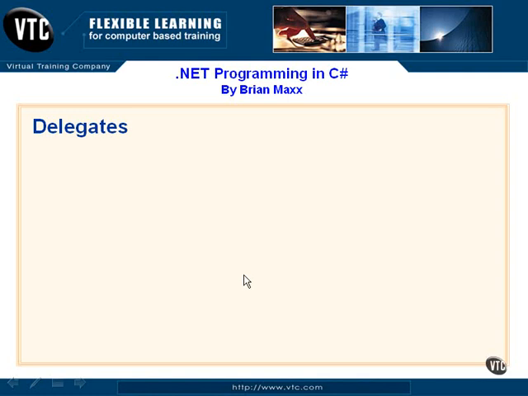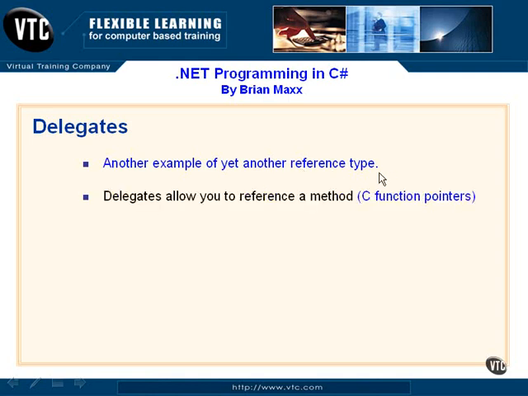Delegates. Delegates are very interesting. They allow us to work with events quite nicely. They're a nice feature of working with C# in the .NET world and other programming languages. They're another example of yet another reference type. We know about reference types. Delegates allow you to reference a method, like C function pointers or C++ function pointers.